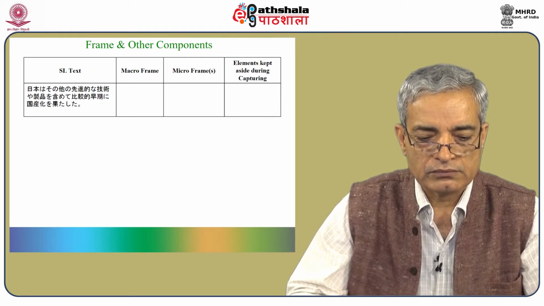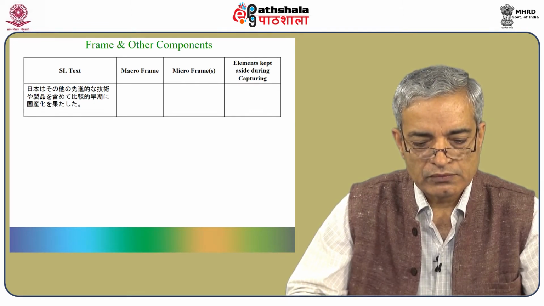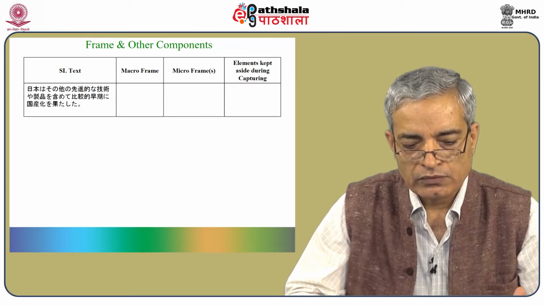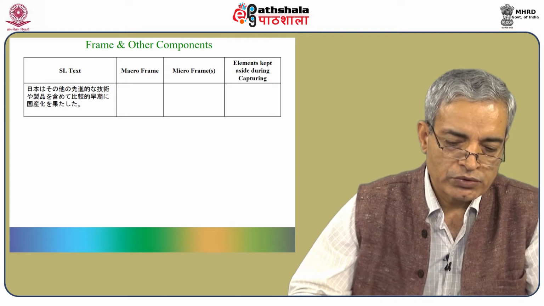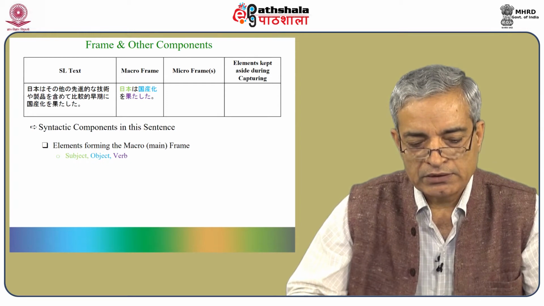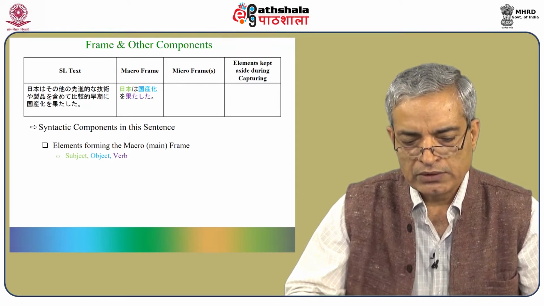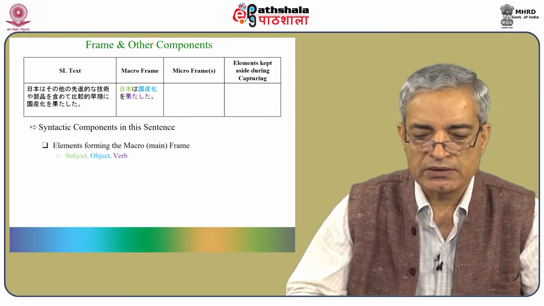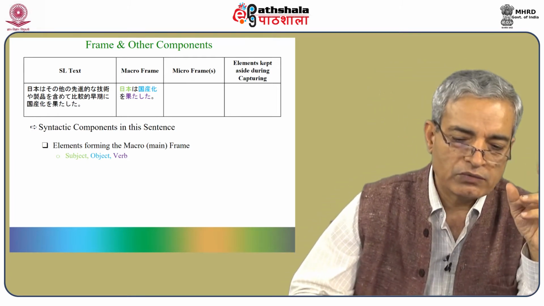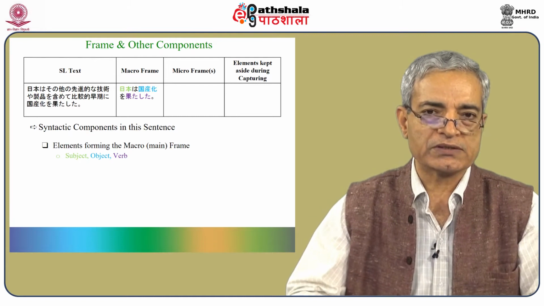日本のその他の先進的な技術や製品を含めて比較的早期に国産化を果たした。 So it's 国産化を果たした is the catch here, first catch. And if we see 国産化を果たした and we have micro and macro frames here, if we try to see the syntactic components in this sentence, Rajat, can you tell what can be a macro frame or what can be a micro frame, or what are the elements, but first tell me what are the macro and micro possible frames in this?